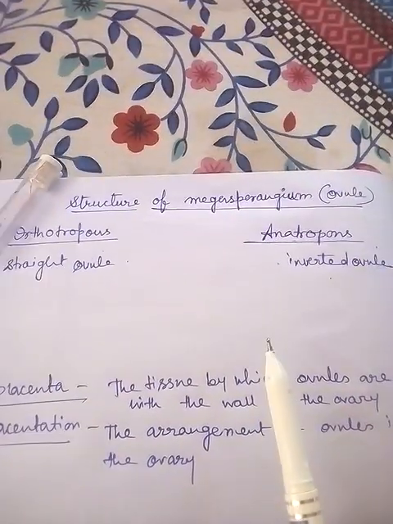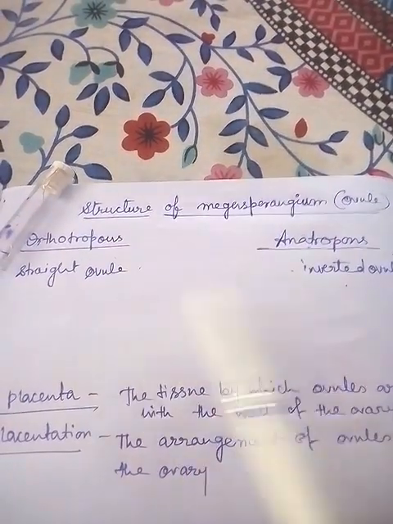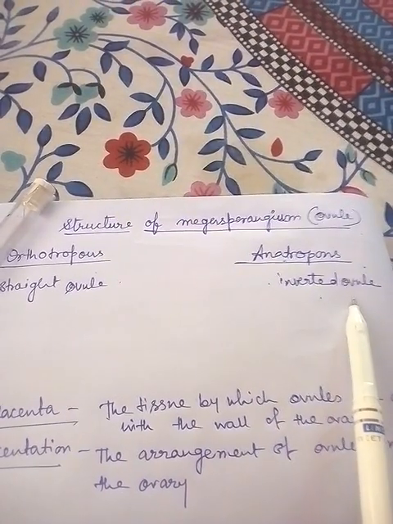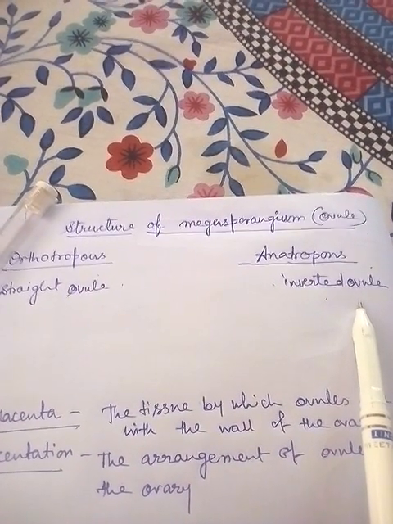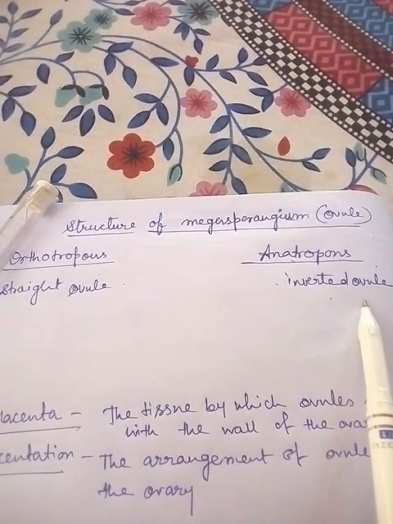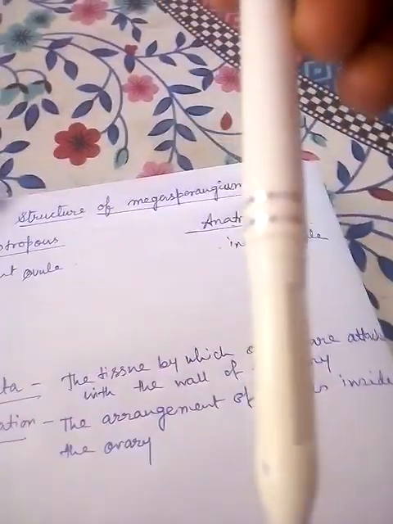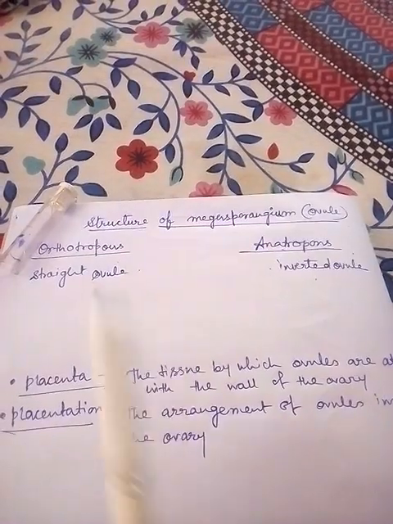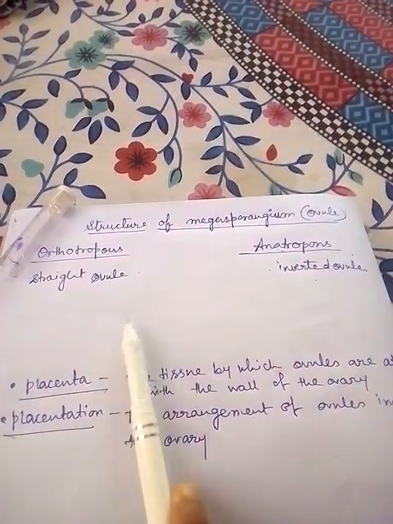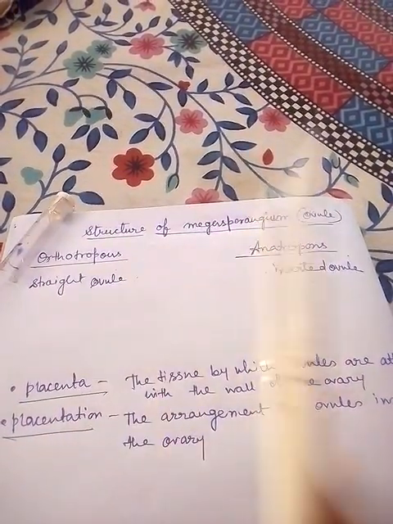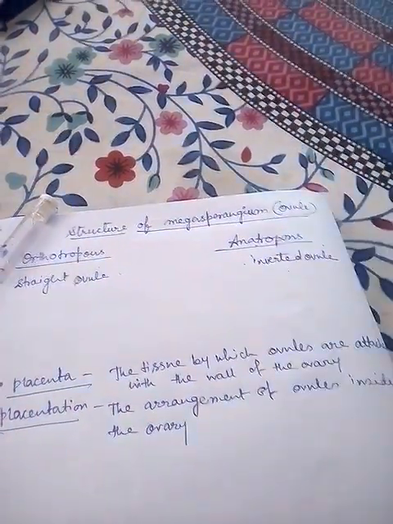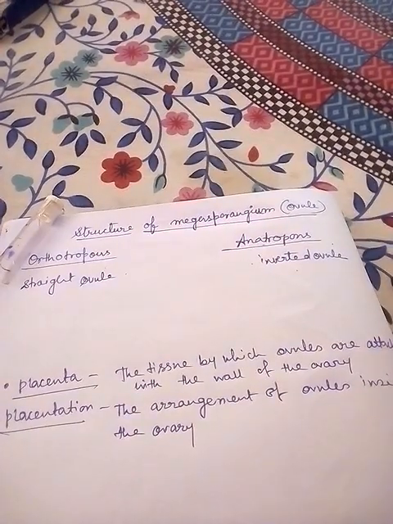Now ovules can be orthotropous or anatropous. When the ovule is inverted in position inside an ovary, it is known as anatropous. Ovules are just like inverted in position, right? And when the ovules are straight in position, then these are orthotropous. So orthotropous ovules are straight inside the ovary, and in case of anatropous, ovules are in an inverted position. That is anatropous ovule, right?